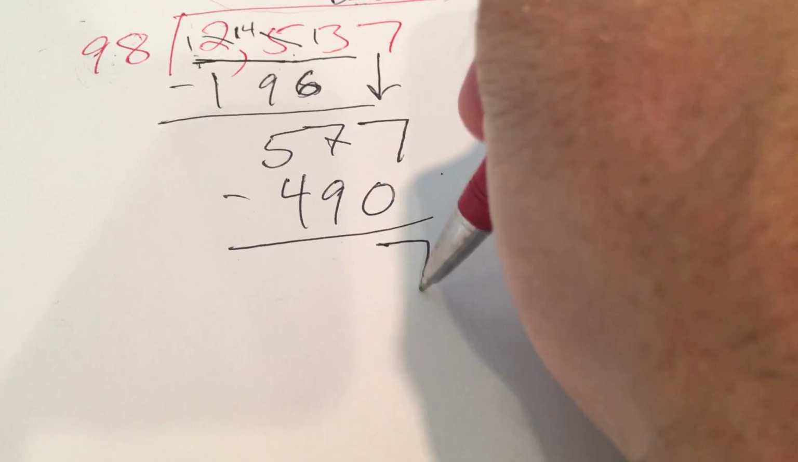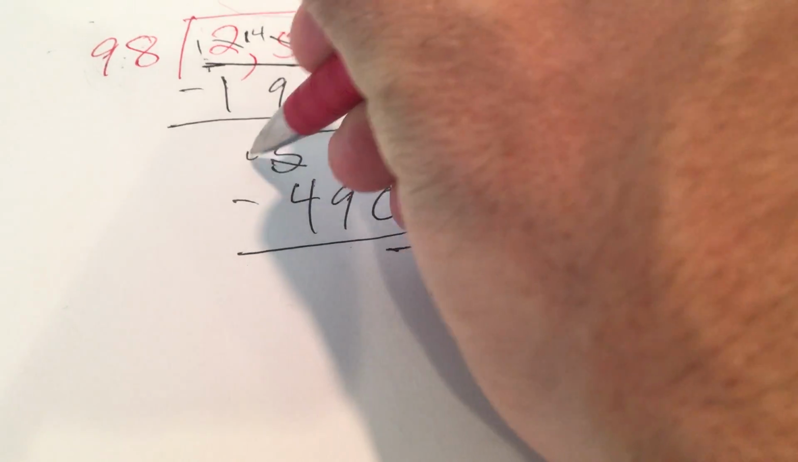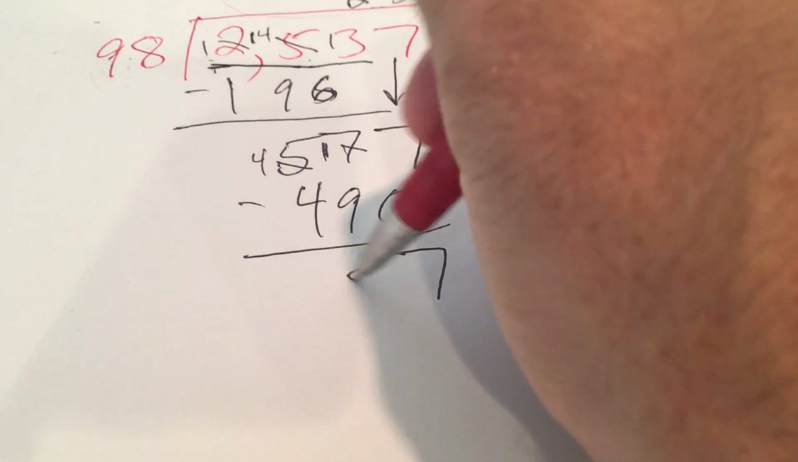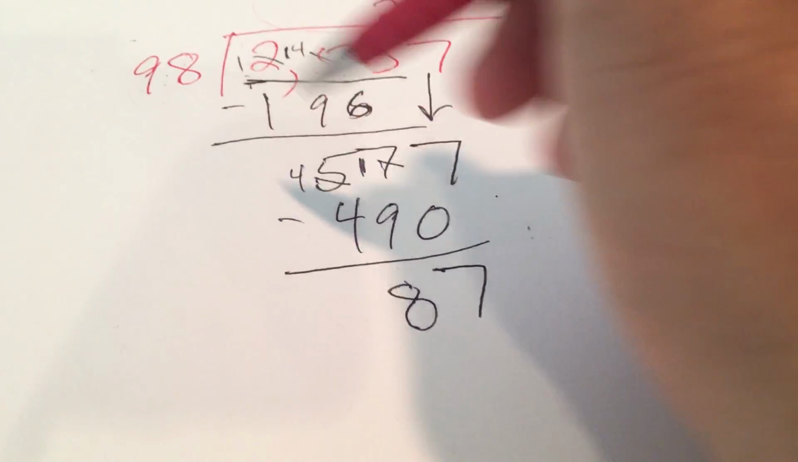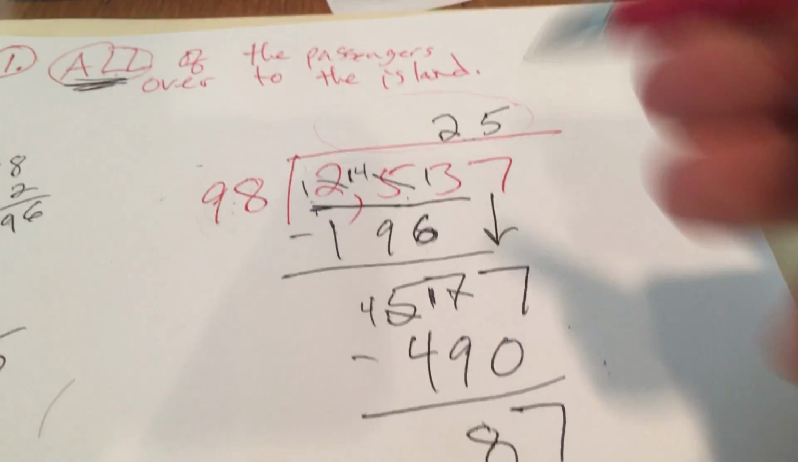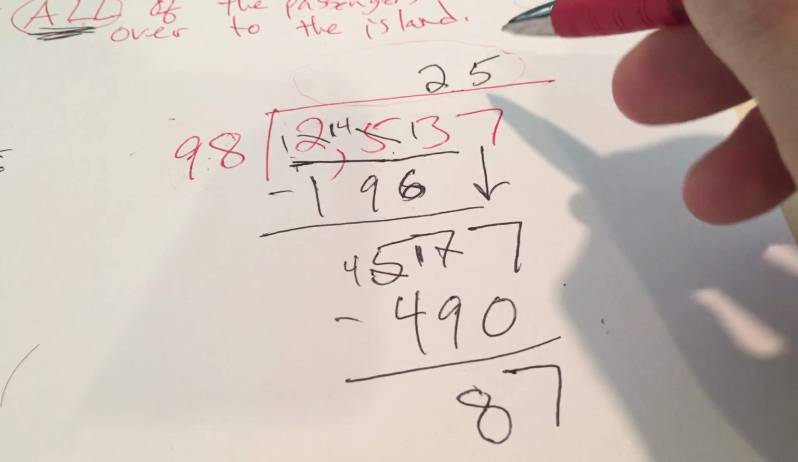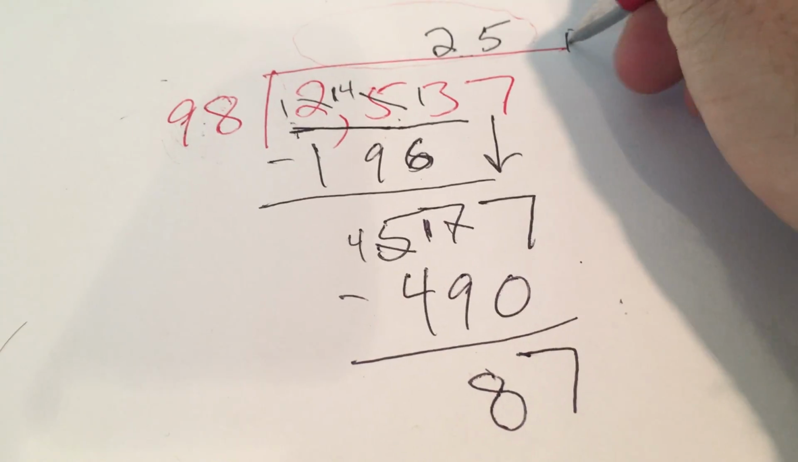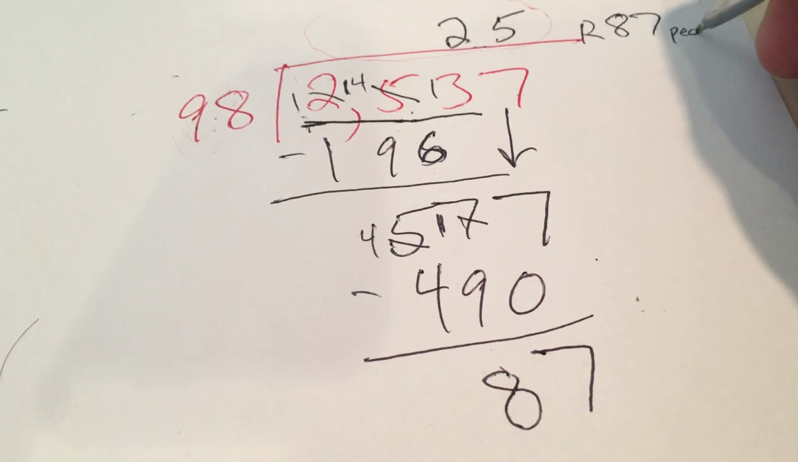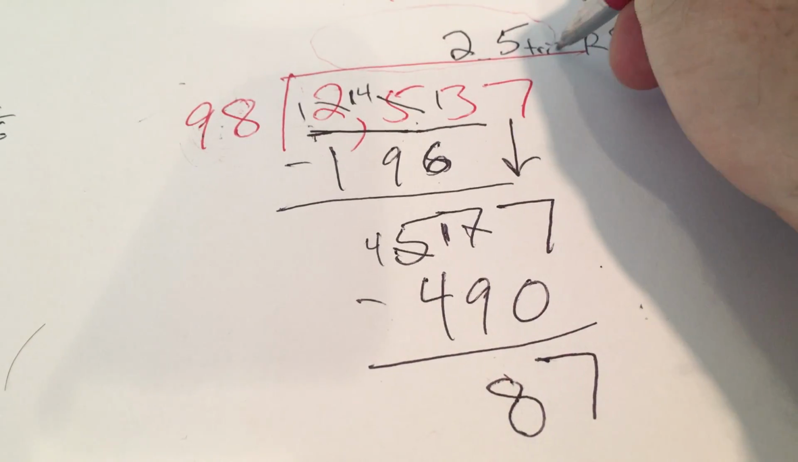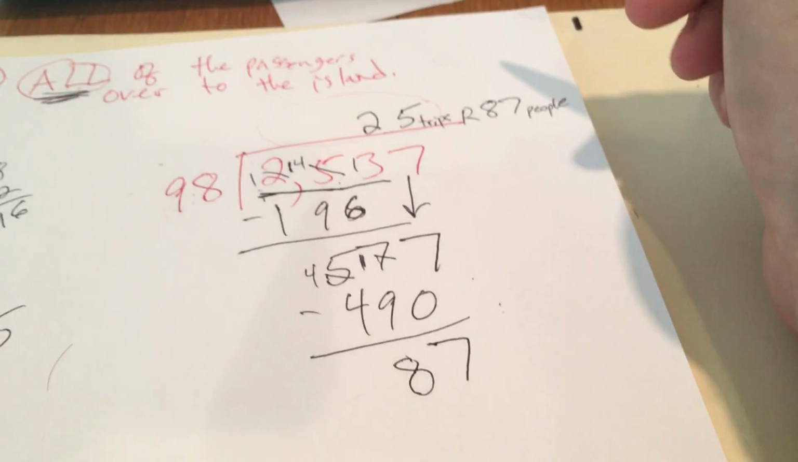7 minus 0 is 7. Can't do 7 minus 9. So that's going to be 87. And see how 87 is still less than our 98. Okay, so what we have here is 25 trips with a remainder of 87 people.